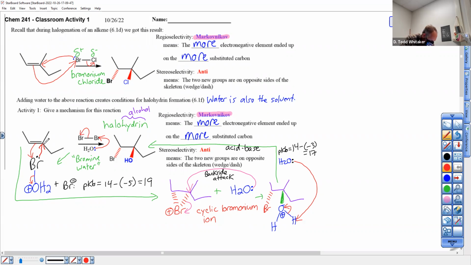Arrow comes back to which carbon? Try to use this kind of wording. Arrow comes back to which carbon? More substituted. Arrow came back to which carbon? Get the same answer. It's always the same answer. More substituted carbon. Here, we didn't have arrows coming back.